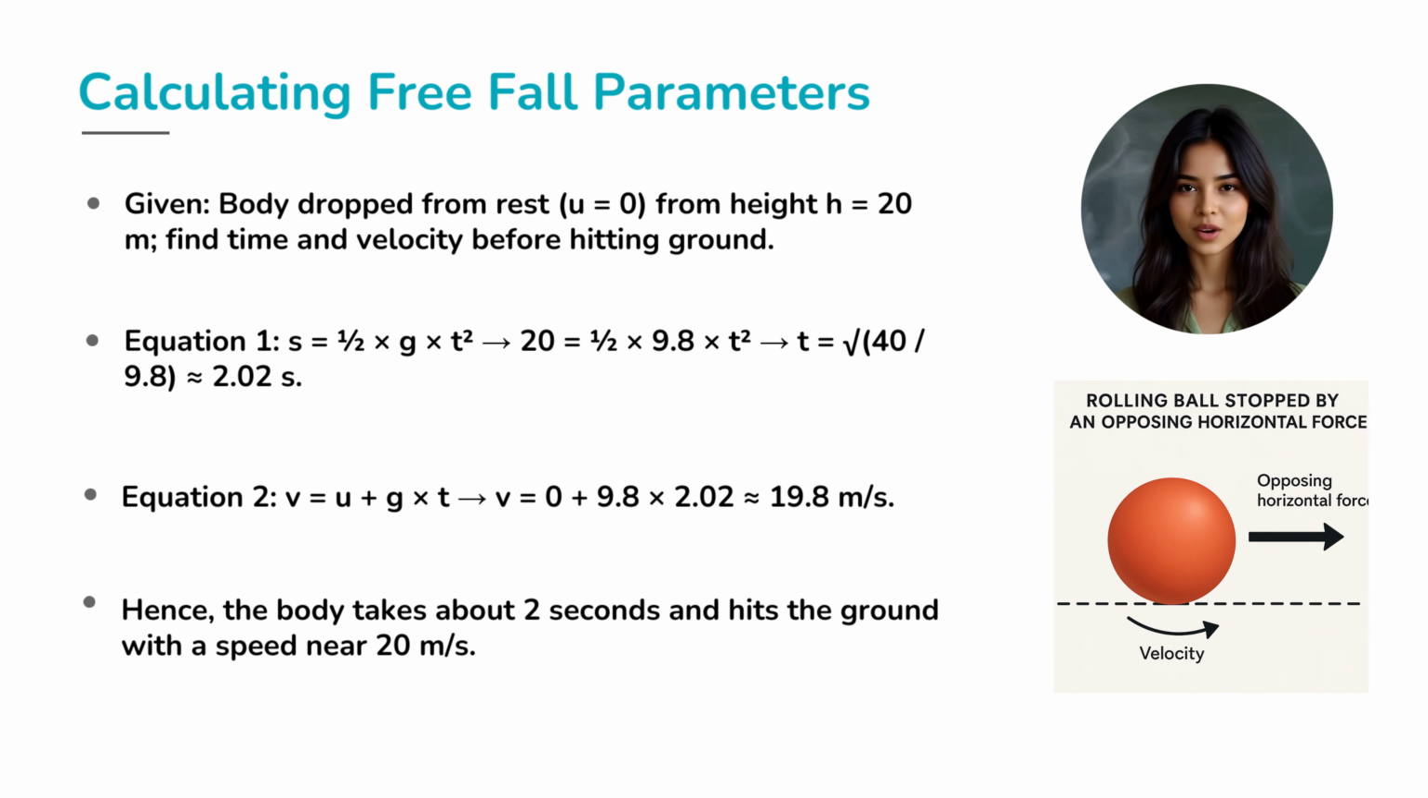Now to find velocity, v equals u plus g t, that's v equals 0 plus 9.8 times 2.02, which gives 19.8 meters per second. So the ball hits the ground in just about 2 seconds with a speed close to 20 meters per second, that's nearly 72 kilometers per hour. And that's why even small drops can hurt, gravity doesn't mess around.